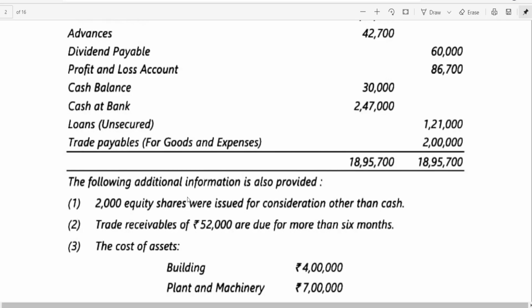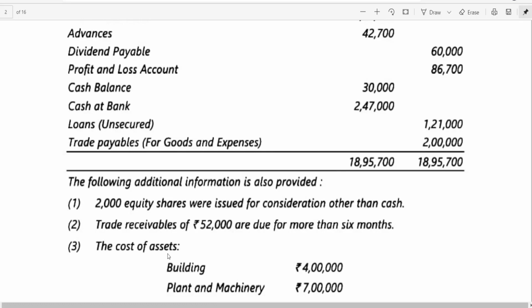The following additional information is also provided. 2,000 equity shares were issued for consideration other than cash. Whenever you are issuing shares for consideration other than cash, that is to be mentioned as a disclosure when you go for notes to accounts in share capital. Trade receivable of 52,000 are due for more than 6 months. I told you this is also a disclosure.